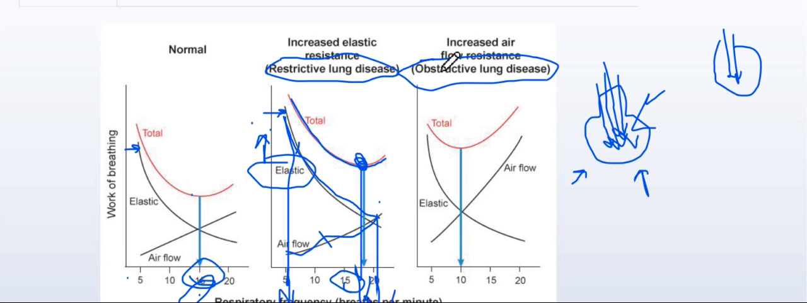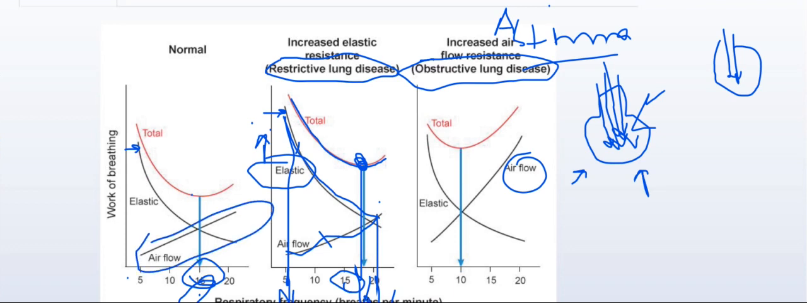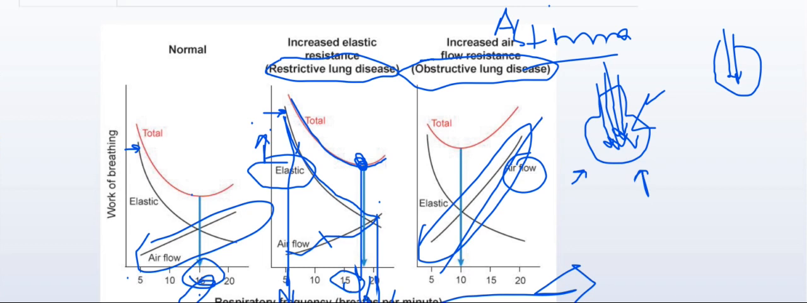In obstructive lung diseases like asthma or COPD, we can see that in asthma there is bronchial constriction. As you all know, when there is bronchial constriction, there is increased airflow resistance. You can compare it with the normal one, this is the normal one, and there you can see that the airflow resistance is increased. And you can see that when you increase the respiratory rate, the airflow resistance gets increased. Similarly, when you decrease the respiratory rate, the airflow resistance gets decreased.